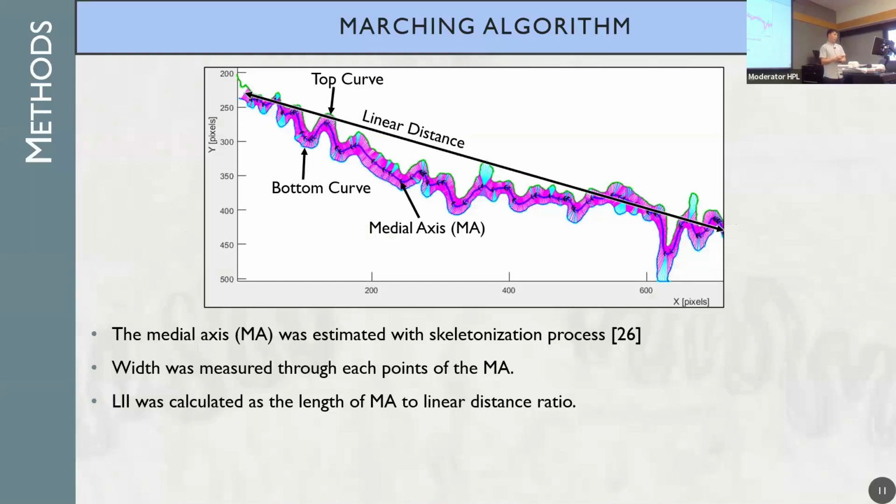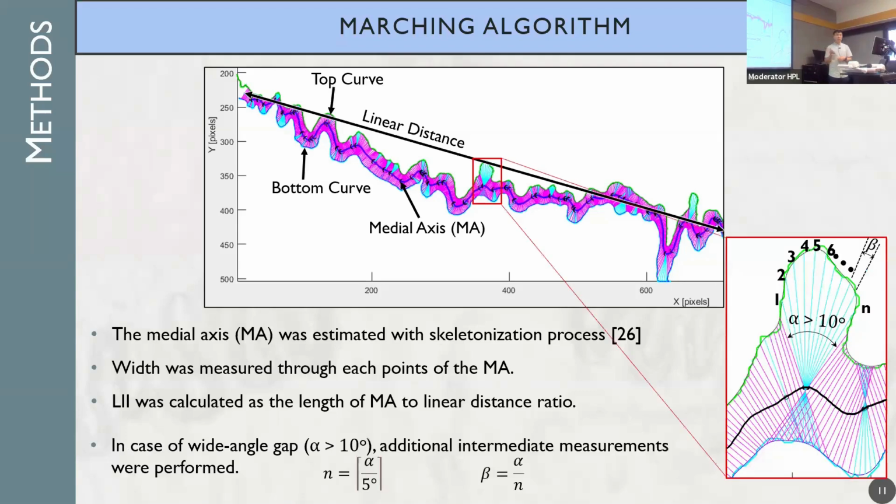Then I was able to perform morphometric measurements using this marching algorithm. So again, based on the camera image, I can detect the top and bottom curves, or the top and bottom suture-bone interfaces. And also I can detect the medial axis of the suture using a segmentation process. And the width was measured as the shortest distance between the top and bottom groove to each point of the medial axis. Then the fingerprint interpretation index was calculated as a ratio of the medial axis to the linear distance.